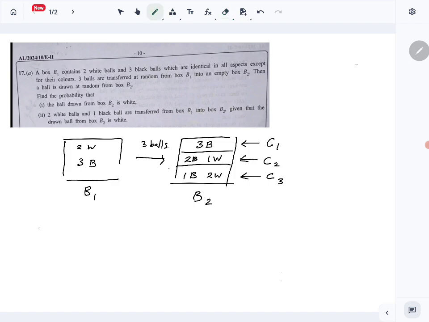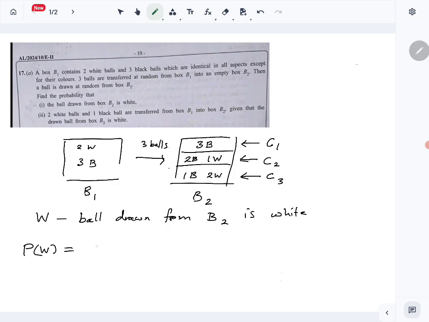Let me denote the event: ball drawn from B2 to be W. So this is our event. Ball drawn from B2 is white. That is the event, right? Okay, so now let's see how we can find this probability. So we want probability of W. That can happen in three ways, no? Case 1, case 2, case 3, right?